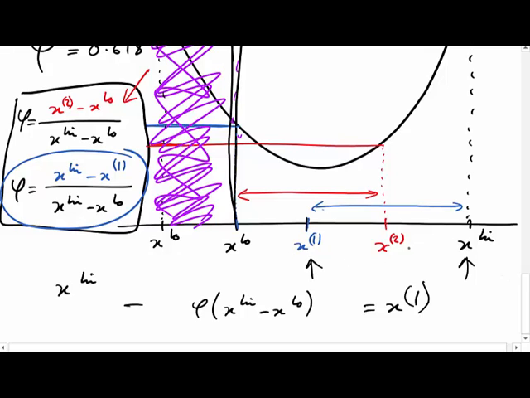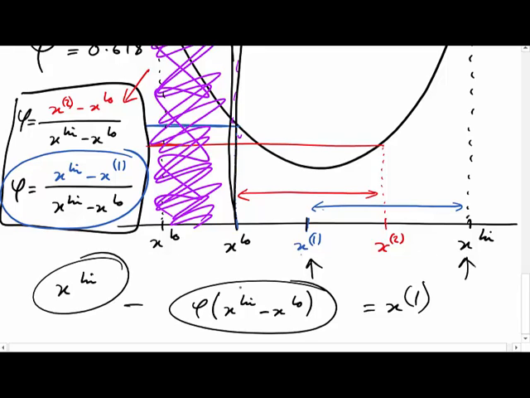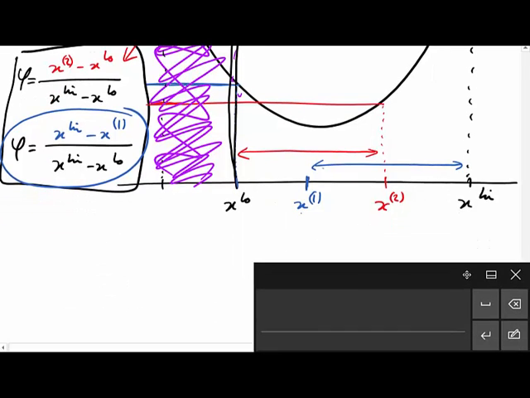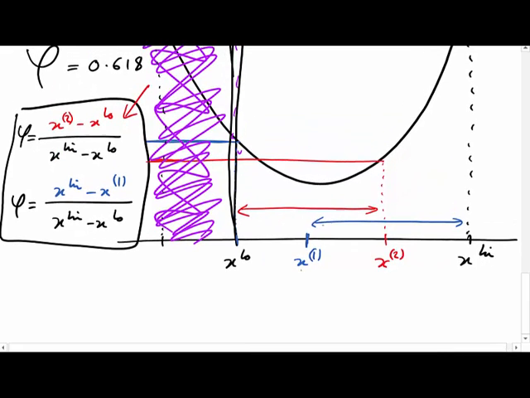X1 is going to be that distance there, so I'm measuring from x high, right? So it should be x high minus 0.618 times the length of the whole interval, because that's what I need to make sure the ratio is preserved. That's just how to work it out. So I've worked out what x1 is. Let's have a look.